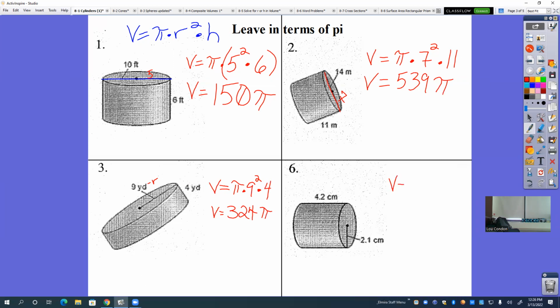And last, V equals pi times 2.1 squared times 4.2. When you plug that into your calculator, V equals 18.522 times pi. So that's leaving the answer in terms of pi.